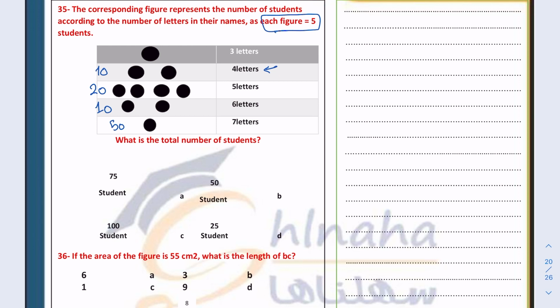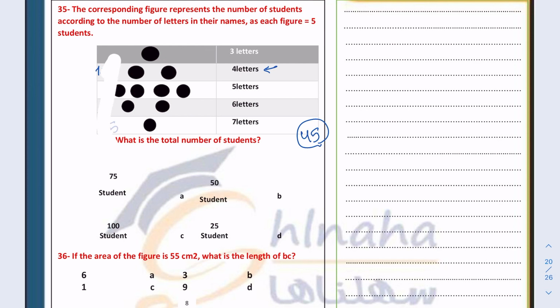What is the total number of students? You can add all the numbers here. 20 and 20, 40, and 5 will be 45 students. 45 students. So the answer would be 45 students, okay?